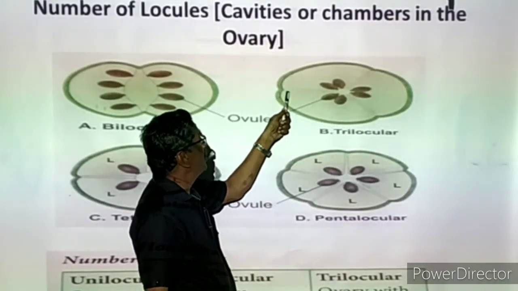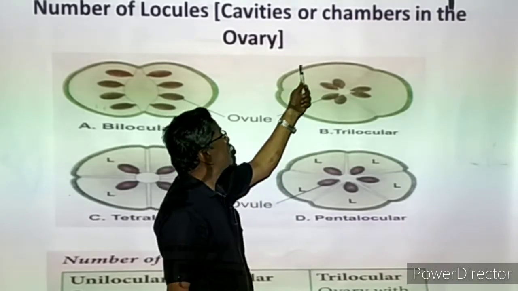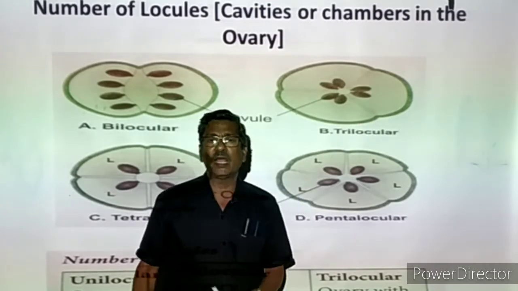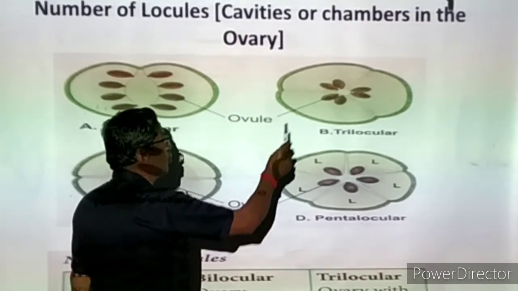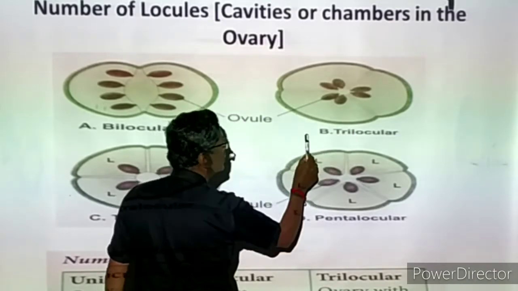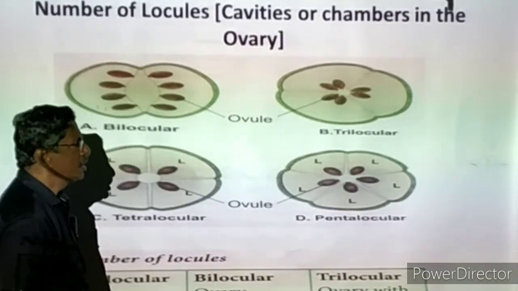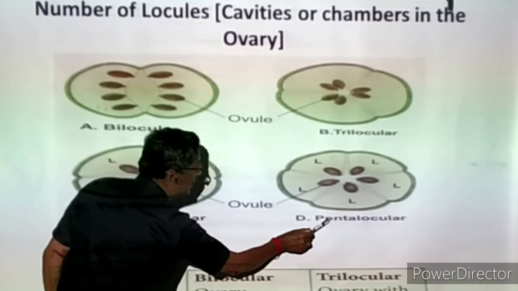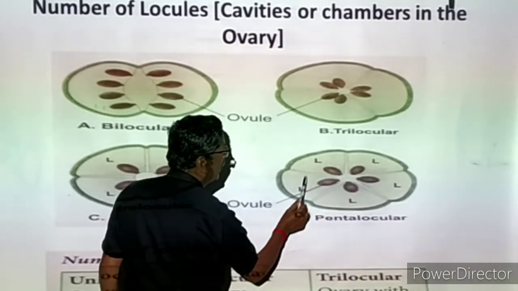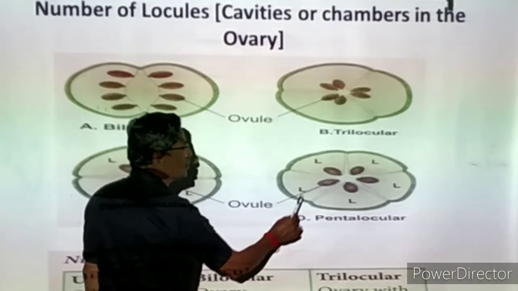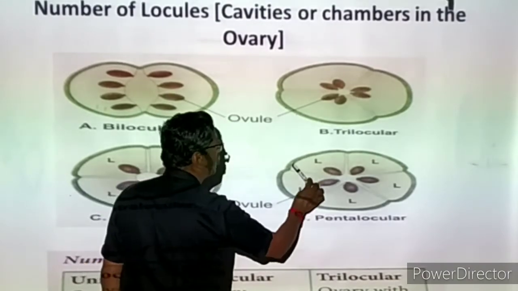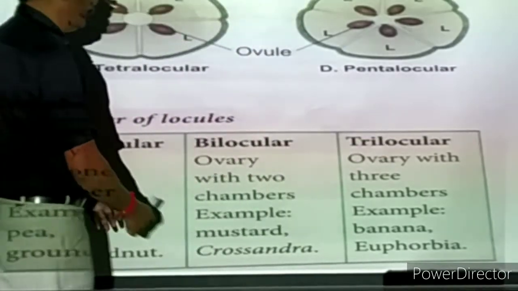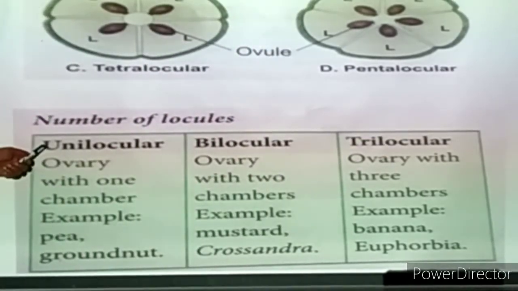The next one, trilocular ovary. Now this is one carpel enclosing one cavity. This is a second carpel enclosing another cavity. Like that, three carpels enclose three cavities. So if the ovary has three cavities, it is called a trilocular ovary. Locule means cavity. Tetra, four cavities will be there. Penta, 5: 1, 2, 3, 4, 5. L means locule, so 5 locules are present. Actually, 5 carpels are enclosing 5 locules. So, pentalocular ovary.